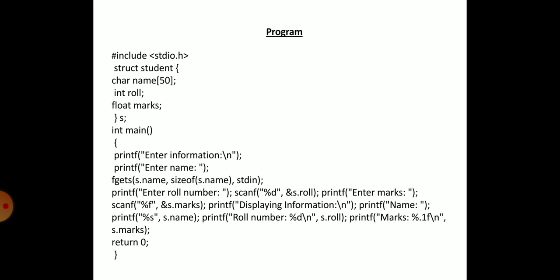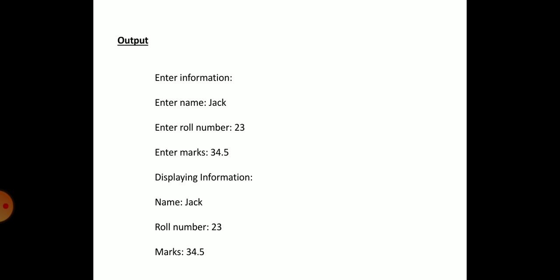And see, all these structure elements are accessed with the use of the dot operator. So the structure elements can only be accessed with the help of a structure variable and the dot operator. That is an important thing to remember. Hope you understand this.